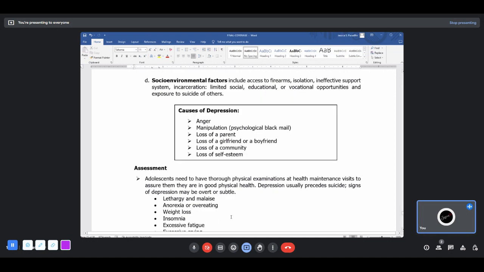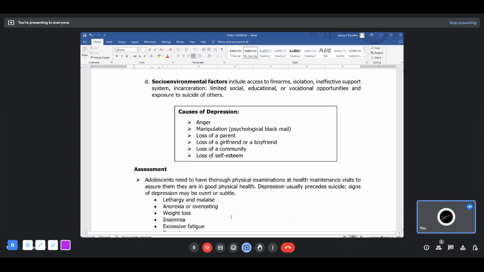Okay, another one, we have the socio-environmental factors. It includes access to firearms, isolation, ineffective support system, which is another one is incarceration. Ito yung parang incarceration, meaning imprisonment, pagkakakulong. Okay? Limited social, educational or vocational opportunities and exposure to suicide of others. So, kapag once na na-expose ka sa suicide ng ibang tao, okay, lagi mo nang iisipin yun, maging stressor sa'yo yun, isang factor yan ng socio-environmental factors which can lead to suicide also.